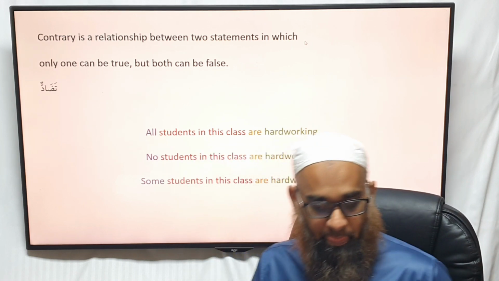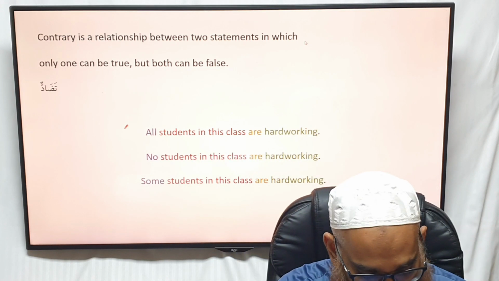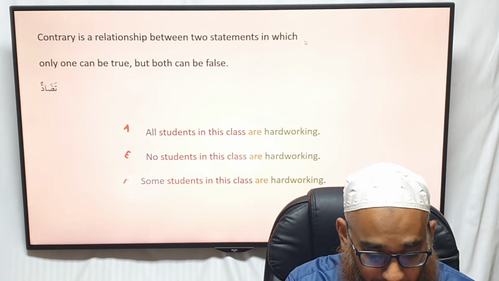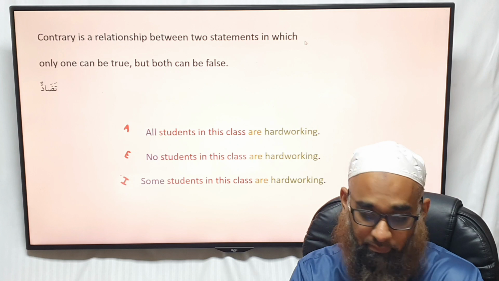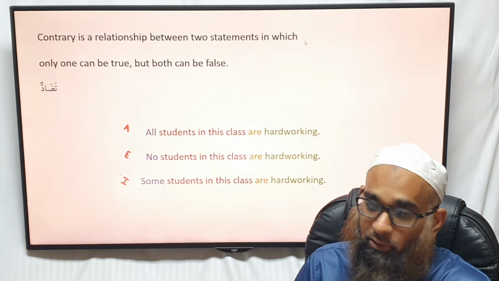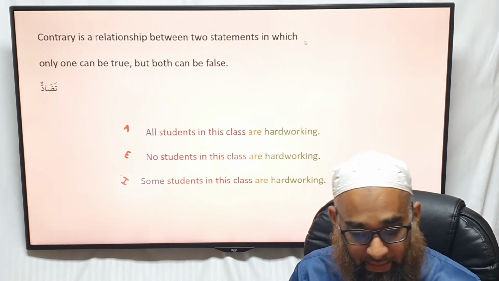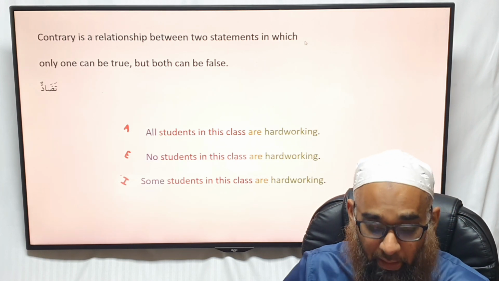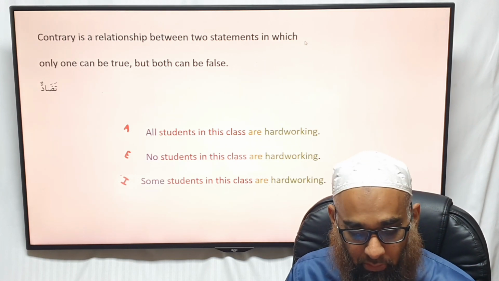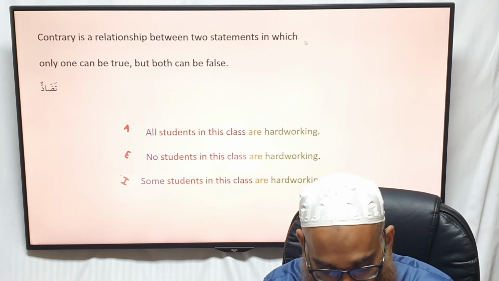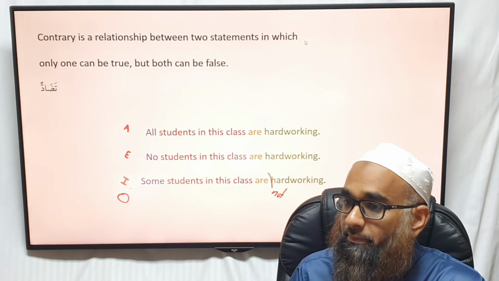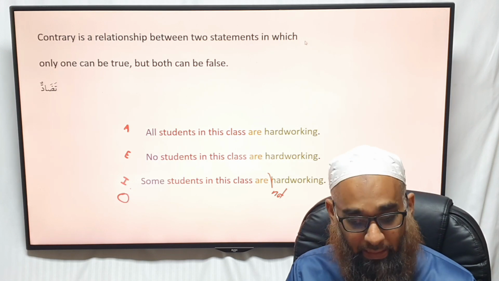So if you say all students, this is the A proposition, yes? This is the E proposition. And what is this proposition? This is the I. The I and the A don't contradict. So when we say all are hardworking, it doesn't mean both are false. You can also have some are not. Even the O could be possible as well. Some are, some are not.